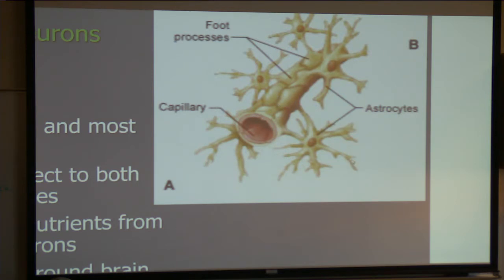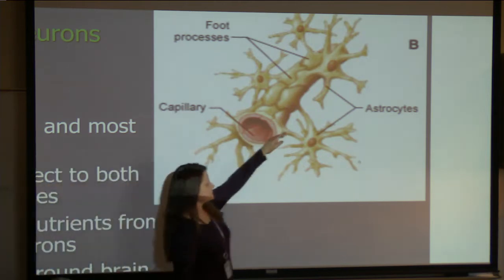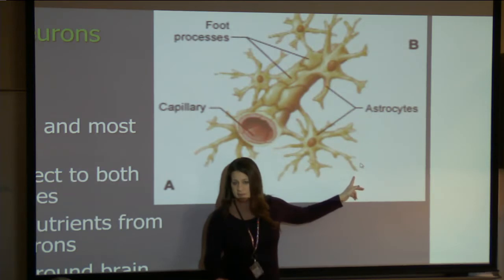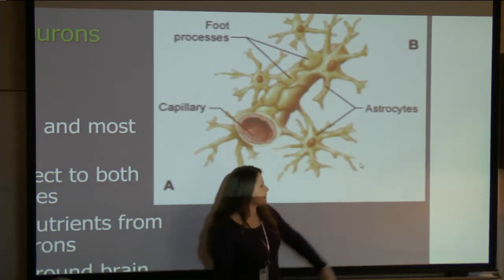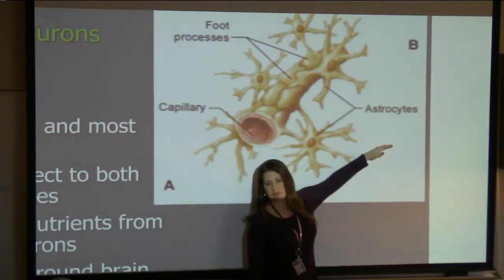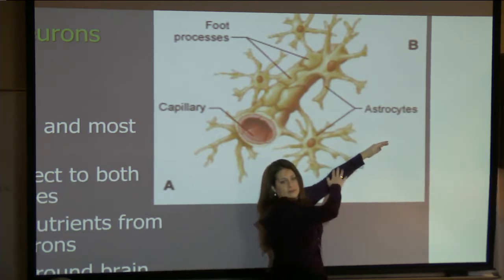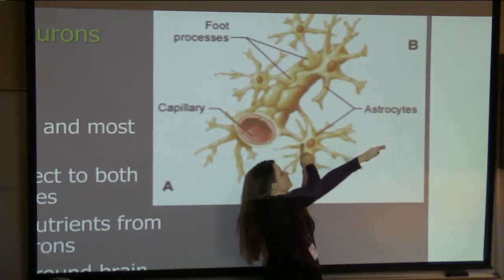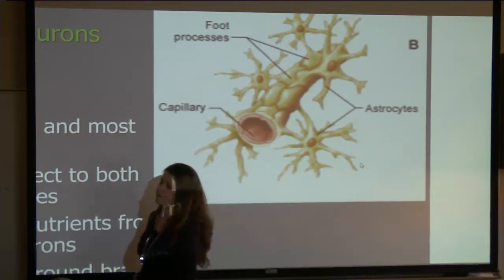And then the other end, they don't really show it in this picture, but the other end of the astrocytes connect to a nerve cell, to a neuron. So if my arm was the nerve cell, it would connect to my arm, which is the nerve cell, and then of course the blood vessel, so the capillary.